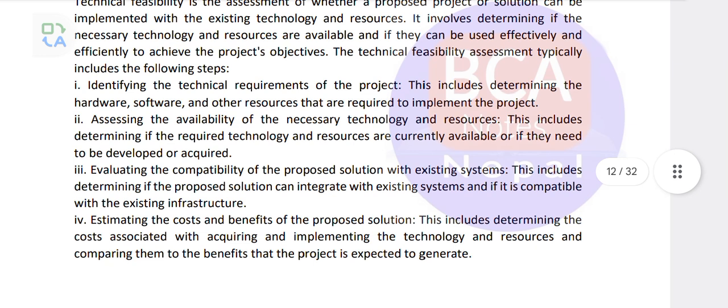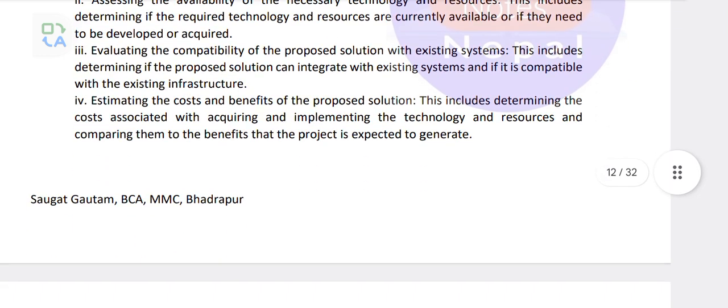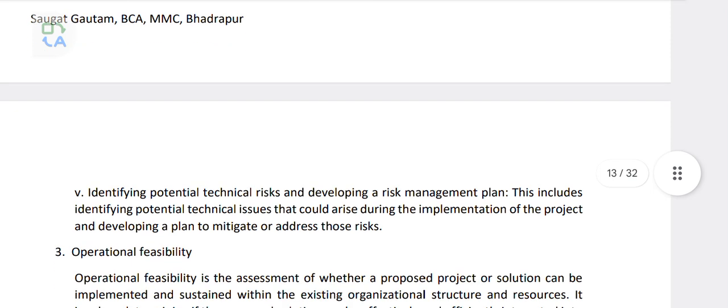Estimating the cost and benefit of the proposed solution includes determining the cost associated with acquiring and implementing the technology and the resources, comparing them with the benefit the project is expected to return, identifying the potential technical risks and developing the risk management plan. This includes identifying the potential technical issues that could arise during the implementation of the project.